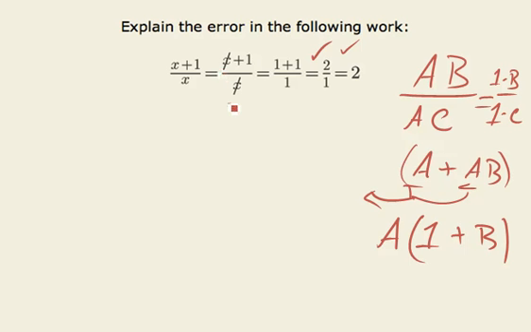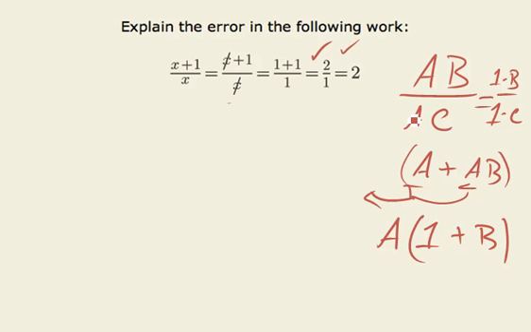And the misconception that is shown in this work is that if we have the same thing in the numerator and the same thing in the denominator, we can cancel. After all, that's kind of what we did here. I had this a here and this a here. It's the same thing. We canceled them.